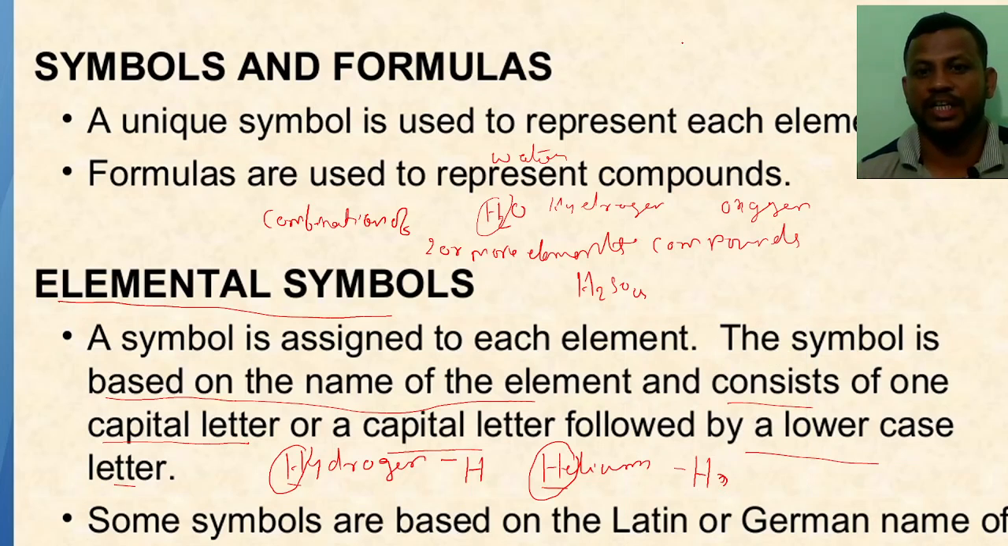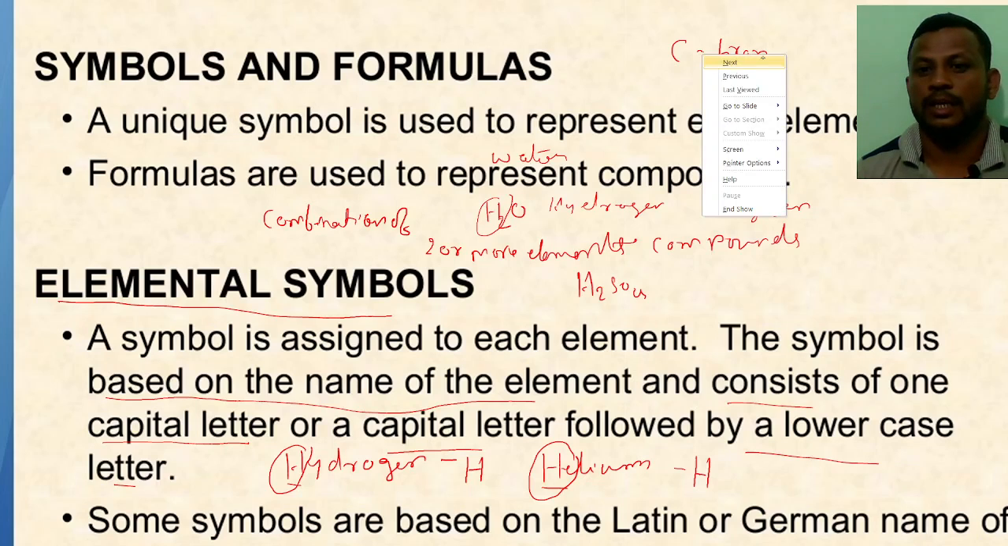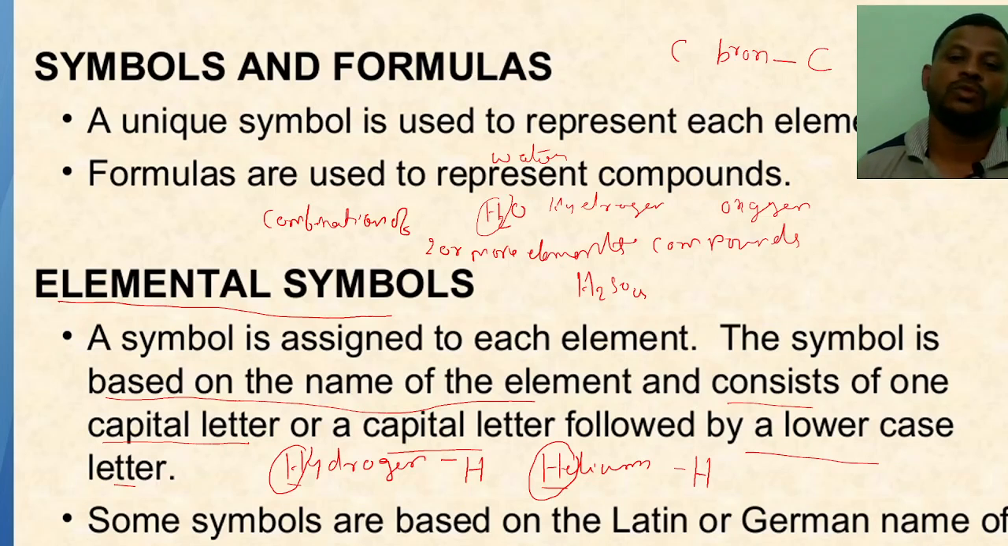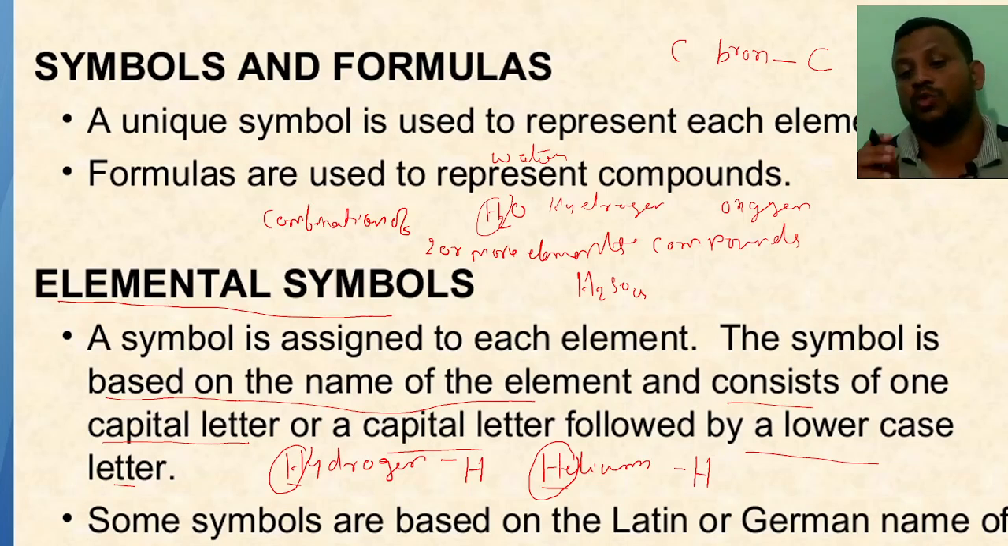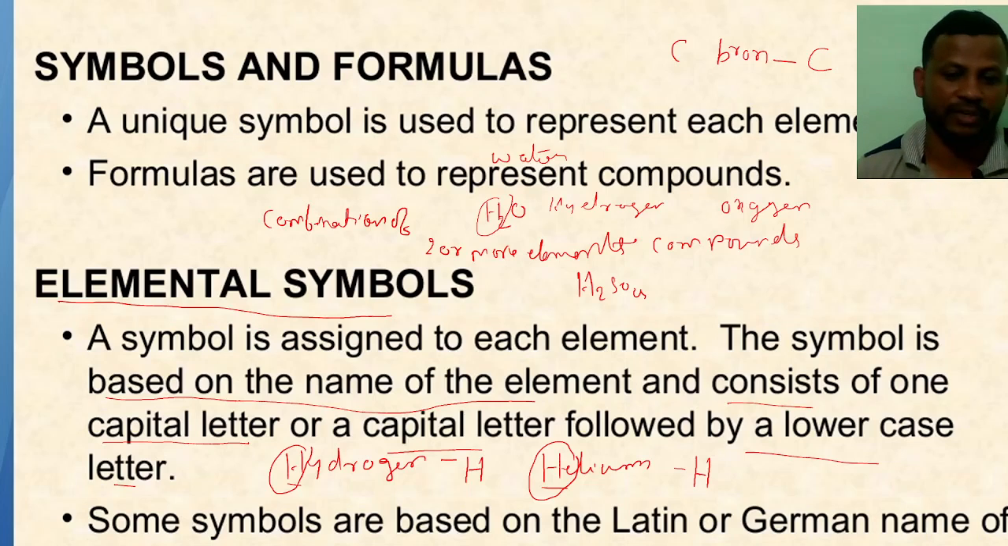For example, you can take carbon here. We use capital C to represent carbon. Like this, we use the first letter in capital. If two elements start with the same letter, we use the second letter in lowercase, such as small e, small a, or small h, according to the element's second letter.